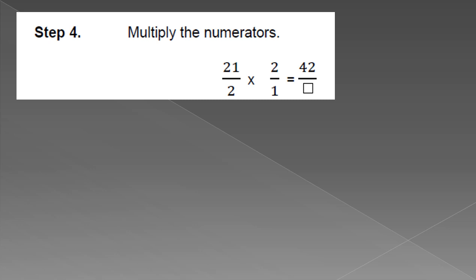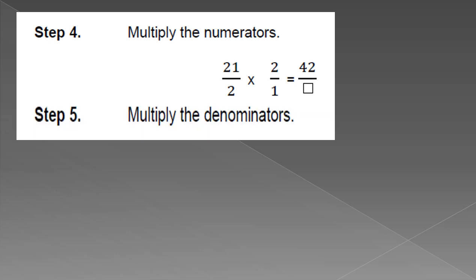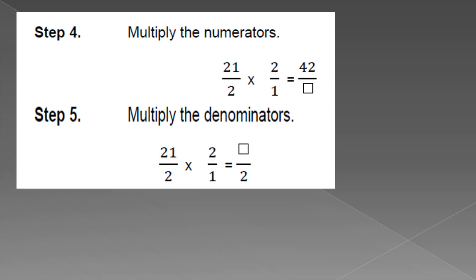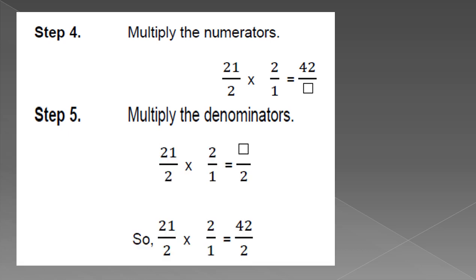So step number 4, multiply the numerators. 21 times 2 is equals to 42. And the next step, multiply the denominators. 2 times 1 is equals to 2. So the answer is 21 over 2 times 2 over 1 is equals to 42 over 2.